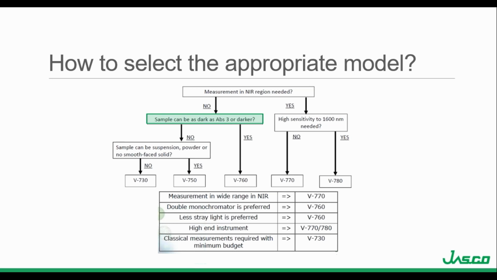So if your applications are mainly UV or visible wavelength range, then the first thing you want to ask yourself is, do I have a highly absorbing sample? If your sample absorbs over 3 absorbance units, then the answer to that would be yes, and you would want to look into the V760, which is a double monochromator instrument.